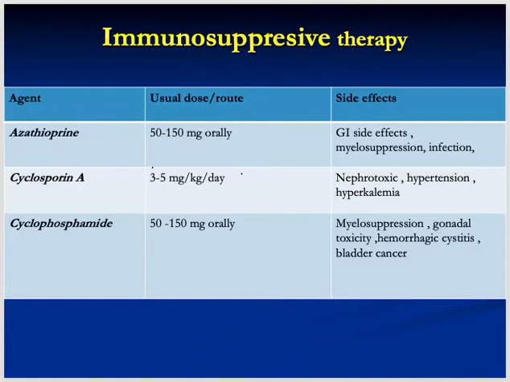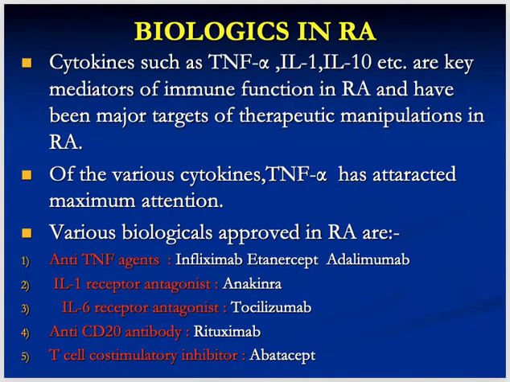Now, other than DMARDs, there are other drugs called biologic drugs. Whenever there is inadequate response to DMARDs, we can combine biologics. Anti-TNF agents, or anti-tumor necrosis factor agents, are the first line therapy.